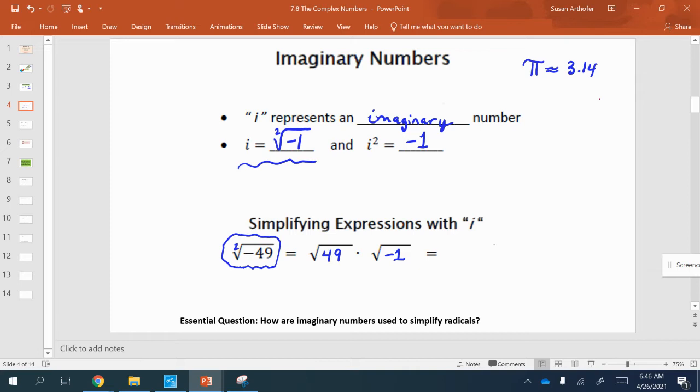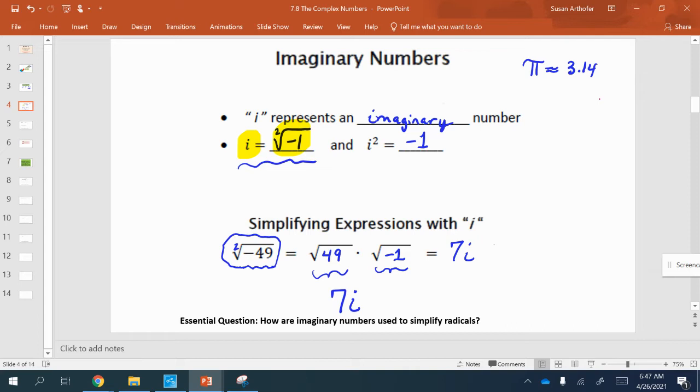And then we can get a final answer. So how much is the square root of 49? 7. How much is the square root of negative 1 worth? It's worth i. So out pops an i, and that's our final answer. No more radical left. I know that there's a little radical on yours, and that's a typo. So 7i.